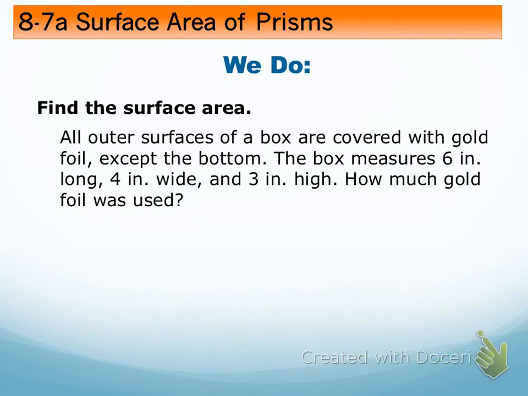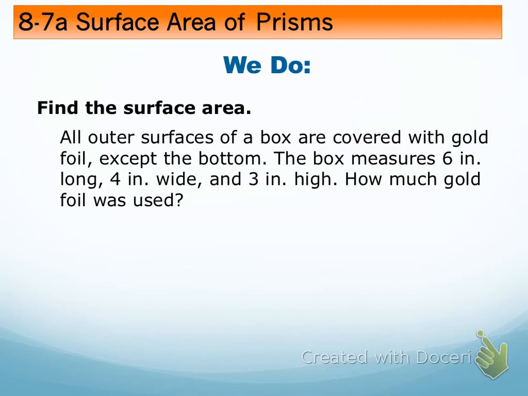Now let's try this one. Now look at this one. It says all outer surfaces of a box. So when it says box, we know it's no longer a triangular prism, but it's going to be a rectangular prism, are covered with gold foil, except the bottom. The box measures 6 inches long, 4 inches wide, and 3 inches high. How much gold foil was used?